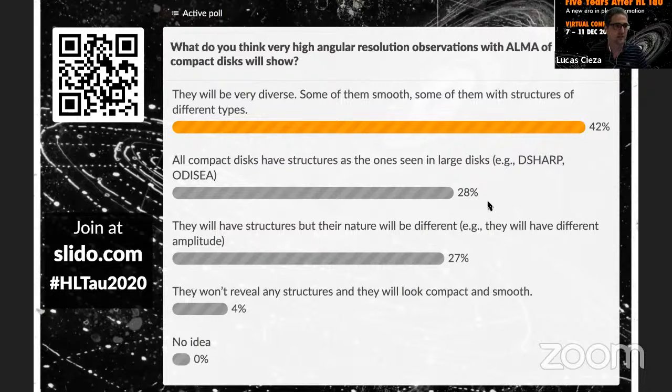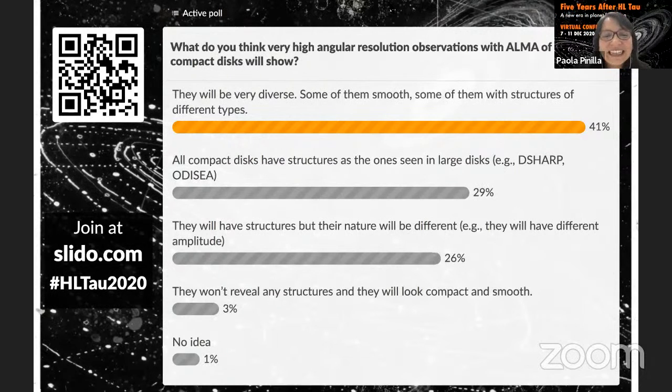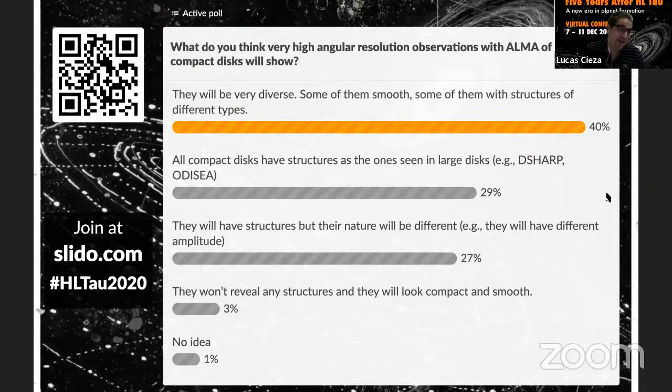And it seems that most people think that they will show structures that will be a little different and more diverse than the structures that we see in the bright disks. So do you agree with that? Very interesting. Yeah, I don't know if we will see at all very smooth disks, if we have infinite resolution. So I will go for more like we will see structures of different nature. Okay. Yeah, we'll see. I guess we have to wait and see. I think there are several programs in the ALMA queue that are trying to answer this question.